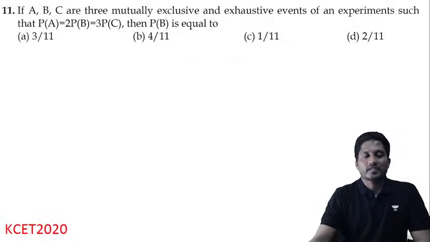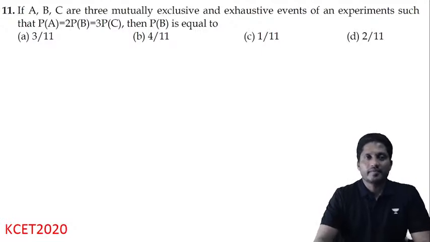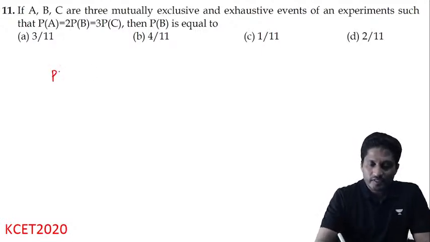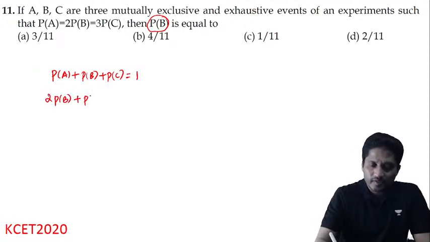Let's move to the next question. A, B, C are three mutually exclusive and exhaustive events of an experiment. Mutually exclusive and exhaustive means P of A plus P of B plus P of C should be equal to 1, right? Okay, I'm supposed to find out what is P of B. P of A is equal to 2 times P of B, and P of C is equal to 2 by 3 P of B.